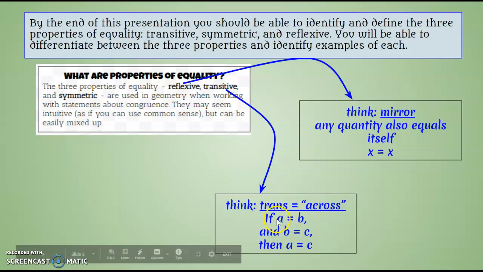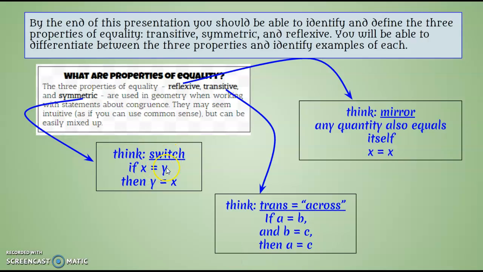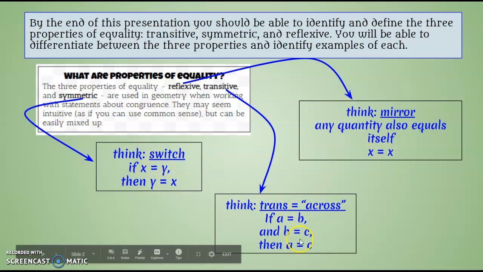Transitive means across, so A equals B, B equals C, then you can cut to the chase, A equals C. And that's the law of syllogism. And then you can think switch. If x equals y, then y equals x. And for symmetric, you can think there are 2 equal signs there. So that's another way to remember it. 1 equal sign, 2 equal signs, 3 equal signs.